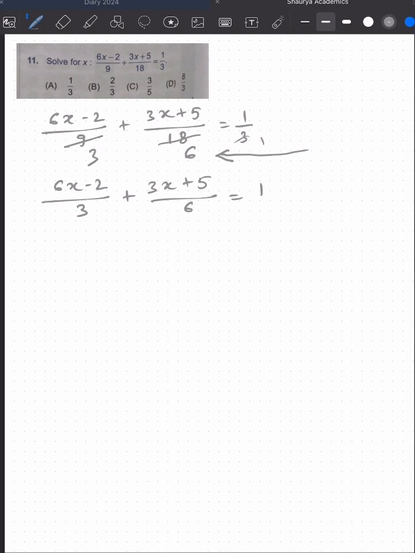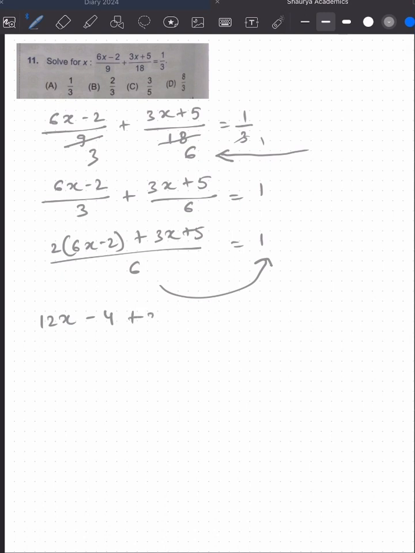Okay, so no-brainer, LCM is 6. 3 2s are 6, so 2 multiplying (6x minus 2) plus 1 multiplying (3x plus 5) remains as is, equal to 1. Let's transfer the 6 here and multiply the left hand side. So 2 6s are 12x minus 4 plus 3x plus 5 is equal to 6.